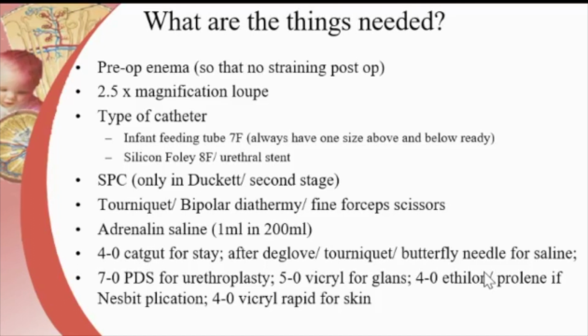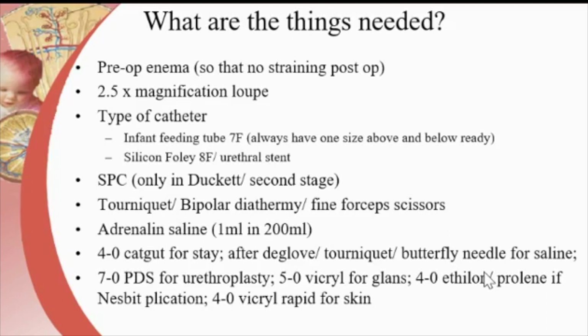Then I want my nurses to keep a tourniquet, bipolar diathermy, and fine forceps and scissors, some of the fine instruments. Sometimes I end up using adrenaline saline, not always. This is particularly for redo cases or proximal hypospadias. I dilute 1 ml of adrenaline in 200 ml of normal saline. This is not for injection or infiltration. This is only for having a swab on this, and then using the adrenaline saline swab to control the bleeding. My suture materials, usually it is 4-0 catgut for a stay suture, and after degloving, we have to apply the tourniquet and then do an artificial erection test.